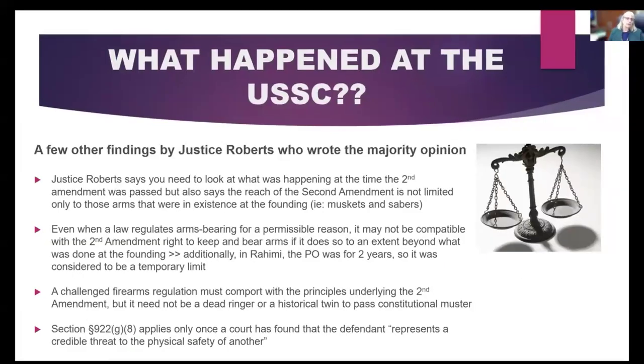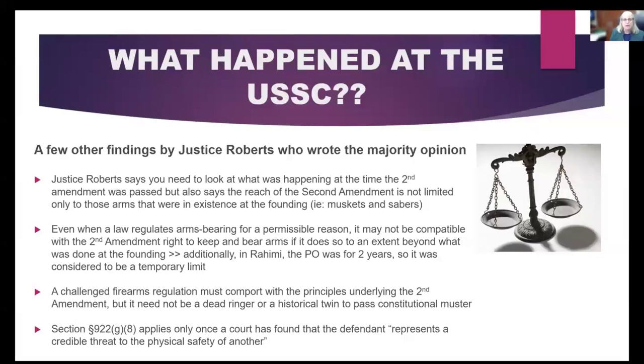So there were a few other findings by Justice Roberts. A couple of things, and we've put these in because these are the things you kind of need to look at if you end up being involved in this type of case. Justice Roberts says you need to look at what was happening at the time the Second Amendment was passed. But he also says the reach of the Second Amendment, as I noted before, is not limited. And it's not limited only to those arms that were in existence at the founding. For example, muskets and sabers.